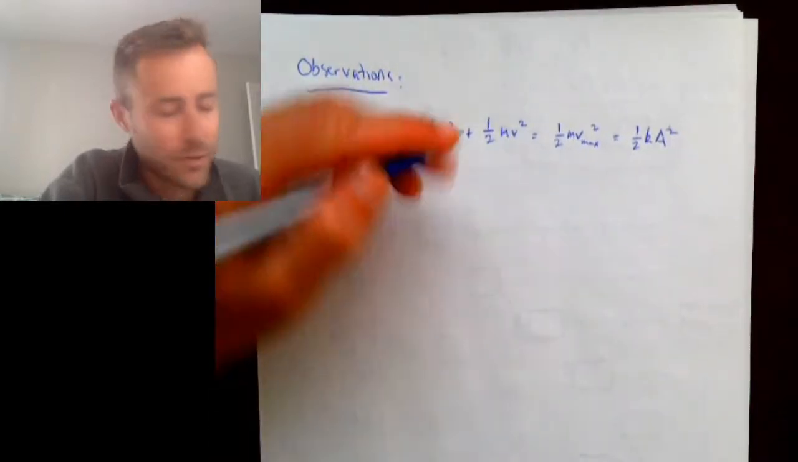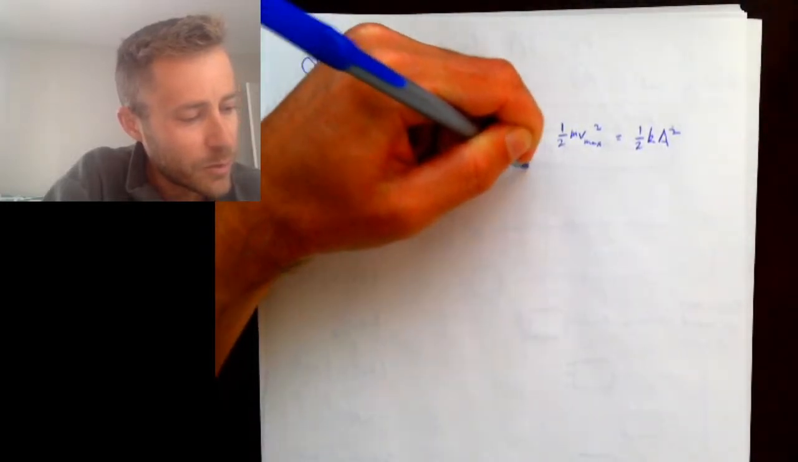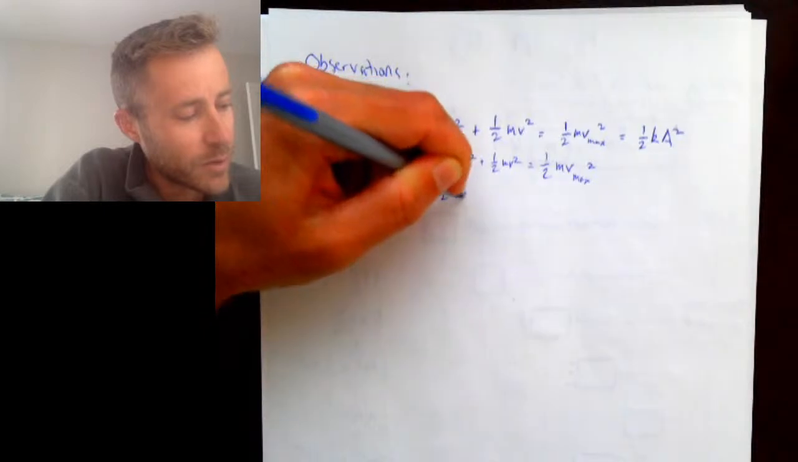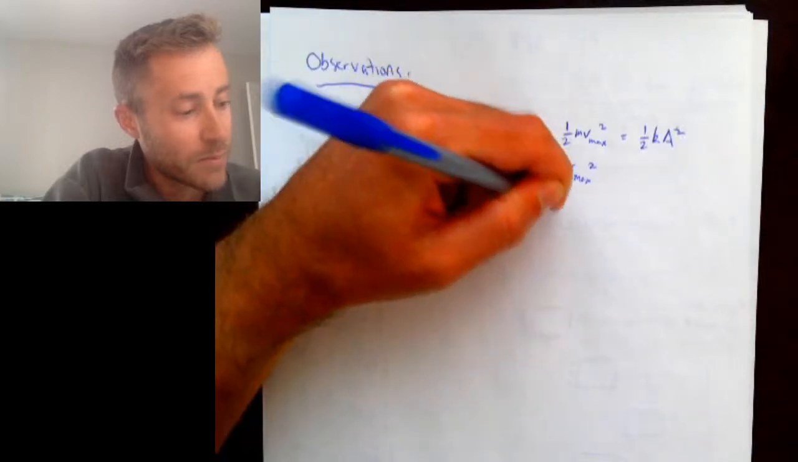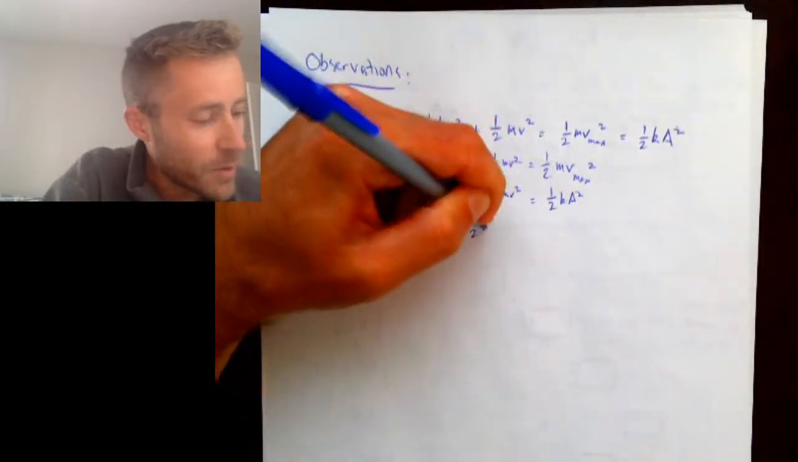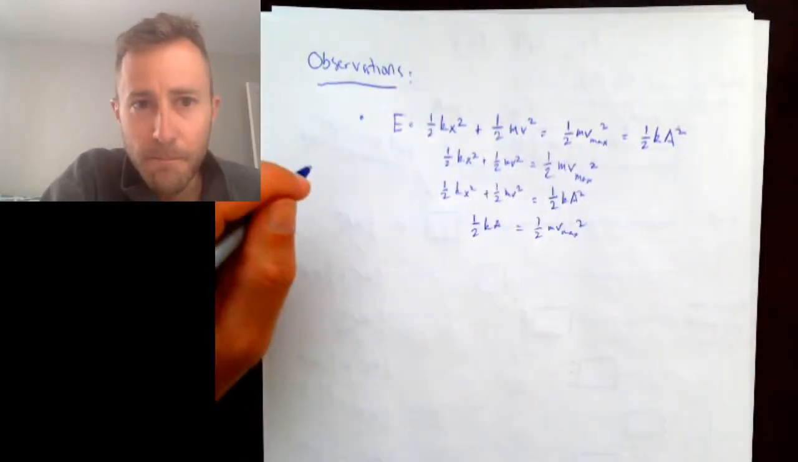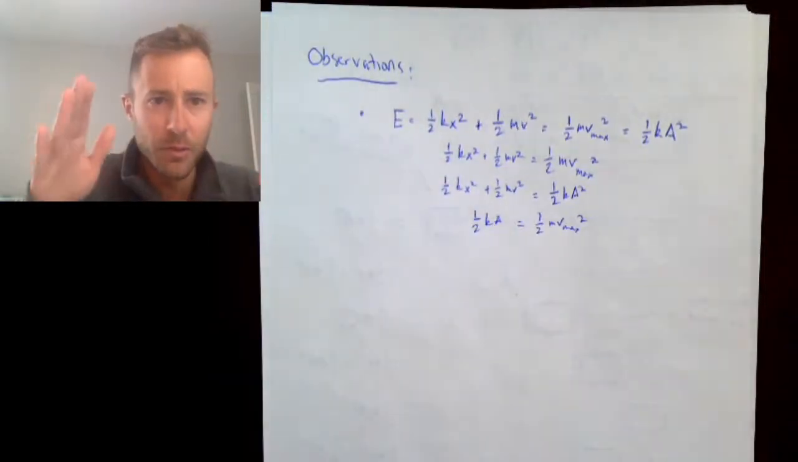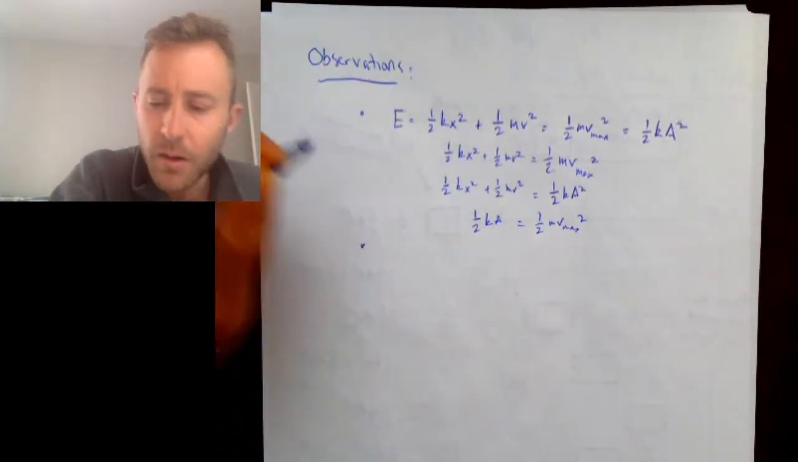So we could actually set any two of these equal to each other. We could say 1/2 kx squared plus 1/2 mv squared equals 1/2 mv max squared. We could say 1/2 kx squared plus 1/2 mv squared equals 1/2 k a squared. Or we could say 1/2 k a squared equals 1/2 mv max squared. So, yeah, the energy at any two moments in time, we compare them, they're going to be equal because energy is conserved.